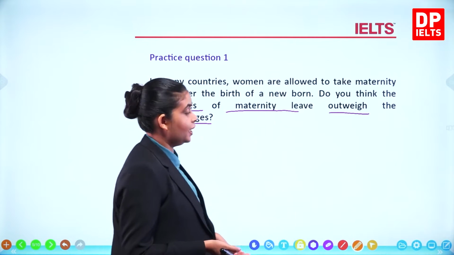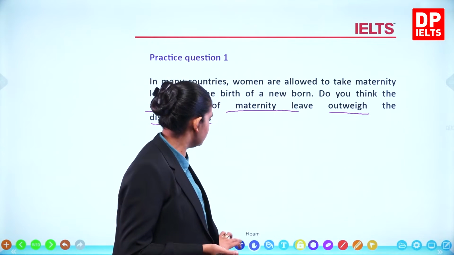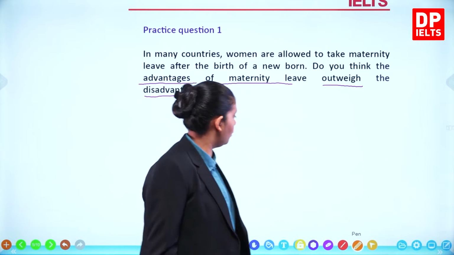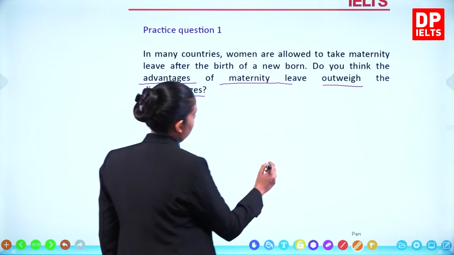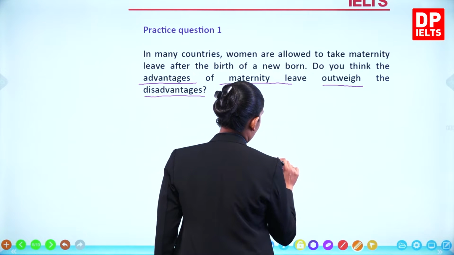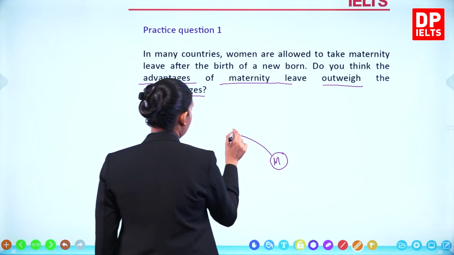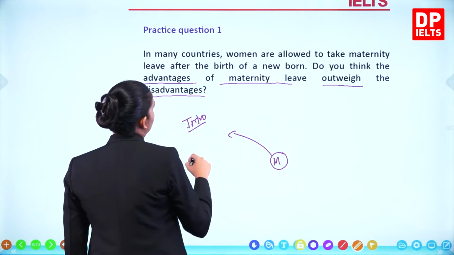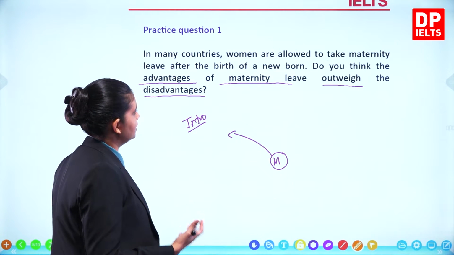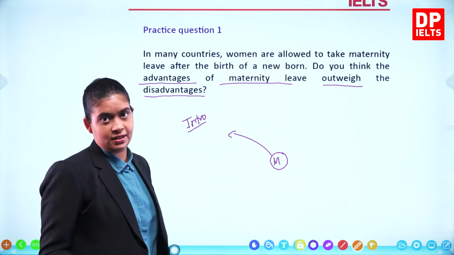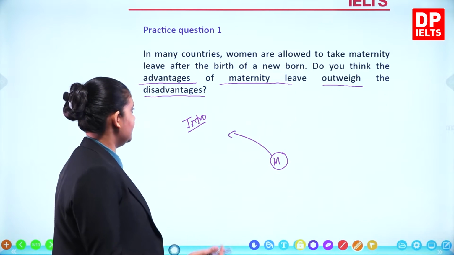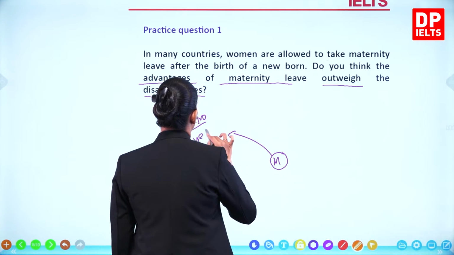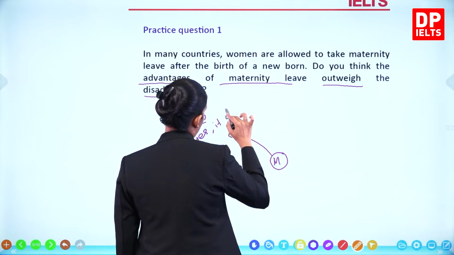Off you go, take about 5 minutes and jot down a sketch for your answer. Right, so I hope you would have finished. I'm also going to draw up a little sketch. So in this one, let's talk about maternity. In the intro, they're asking you, do the advantages of maternity leave outweigh the disadvantages? I would say yes, it does.